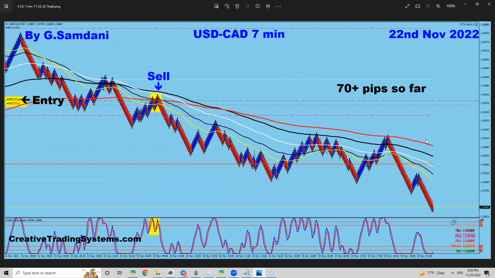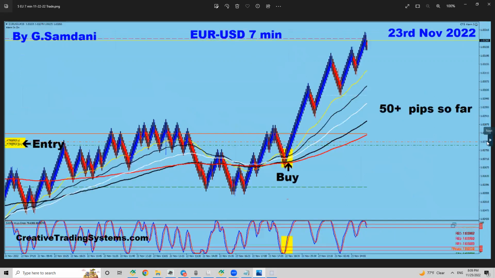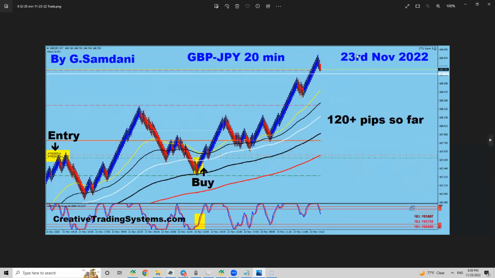So this is from the 7-minute chart, and here EUR-USD same way. I had the setup on a 40-minute chart reversal. So from there, first entry from 7. I also had a second entry on this one. So this is on the 23rd, 50 pip.